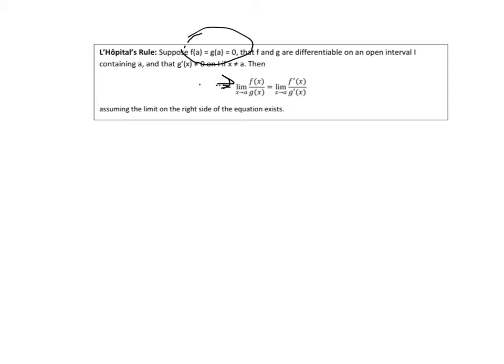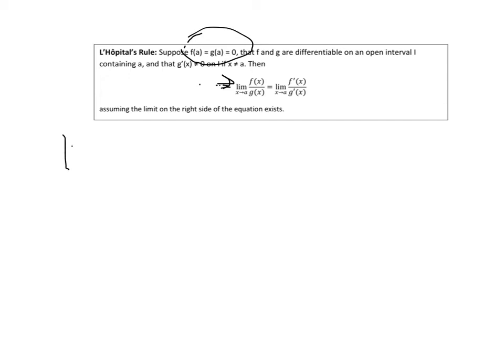derivative of the bottom. Okay, so I want to make it clear this has nothing to do with the quotient rule. We're not taking the derivative of the whole thing. This is something special. We're taking the derivative of the numerator and we're taking the derivative of the denominator. Okay, so let's actually use this to solve the limit we've been talking about.